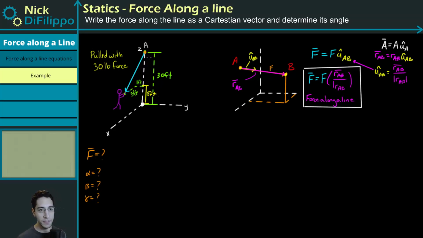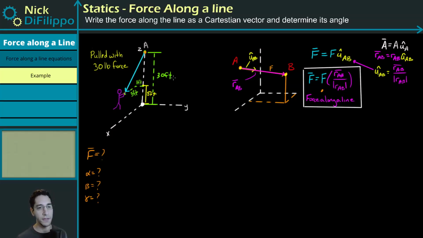So we have this force, we have this line. We know the magnitude of the force. So we do know this part. We know this F. Now we need to figure out what our position vector is. So all we want to do is find the different parts of this equation.